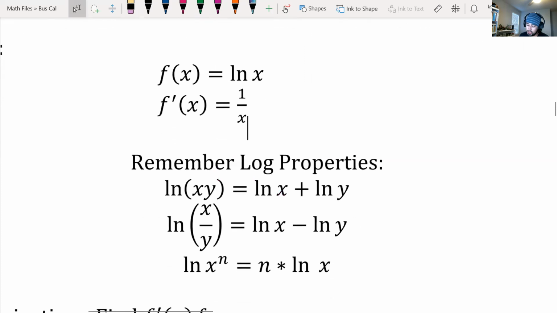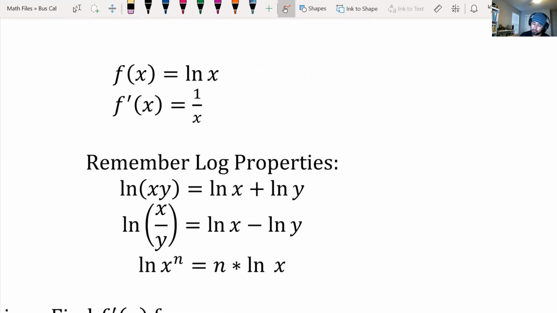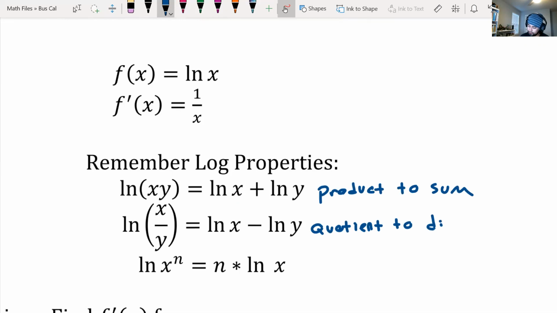If you remember how to algebraically manipulate logarithms, there are 3 main properties, which I wrote here for you guys. The first property is the product to sum, meaning if you have the natural log of x times y, you can expand it to the natural log of x plus the natural log of y. The next one is the quotient to difference. If you have a quotient inside your log, natural log of x over y, you can make it into the natural log of x minus the natural log of y.